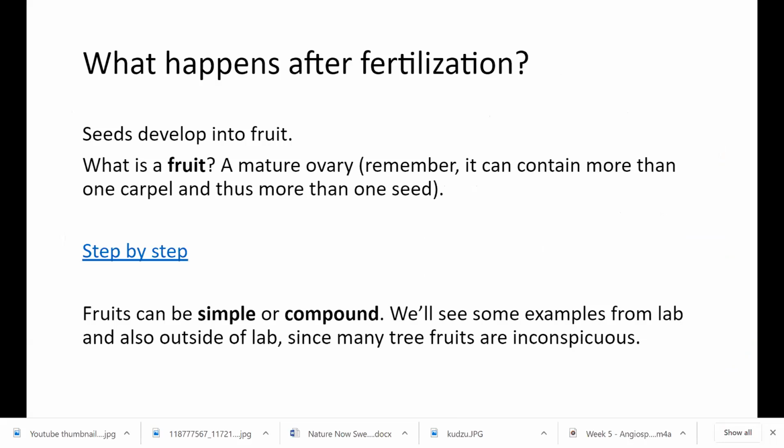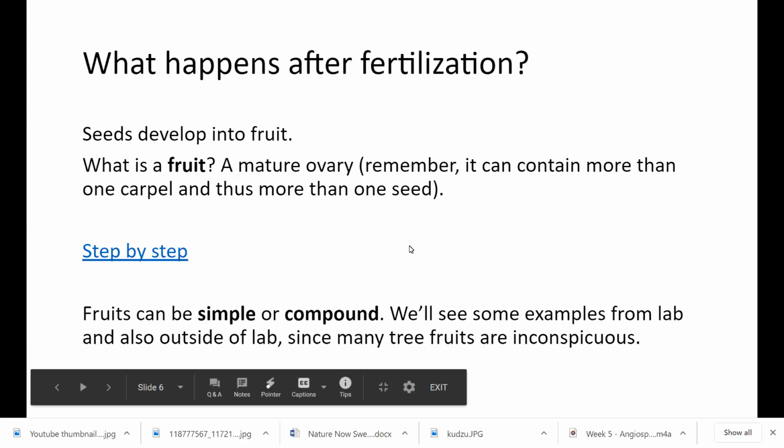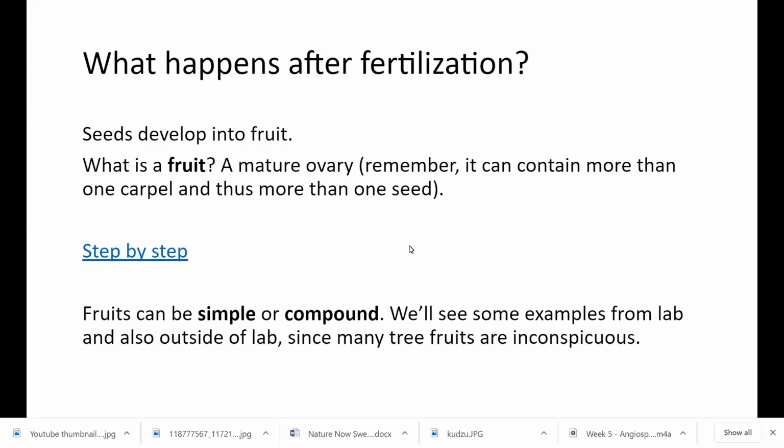Okay, so what happens after fertilization? The seeds develop into fruit. So we kind of left off with fertilization, and then after fertilization happens, the seeds mature and they develop into a fruit. So a fruit, in the definition of dendrology, is a mature ovary. And it's important to remember that it can contain more than one carpel and thus more than one seed. And we'll see examples of simple fruits and compound fruits. That's a little bit of review. And we'll see examples from lab and also outside of lab.